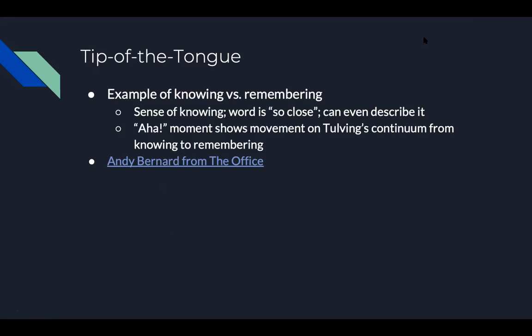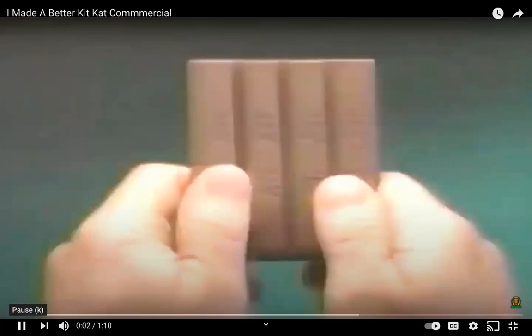Let me go ahead and do a new share. Okay. All right, so here is Andy trying desperately to remember the ending of this jingle. Oh, and also this is somebody interposing the actual Kit Kat commercial, and then Andy trying to remember it.